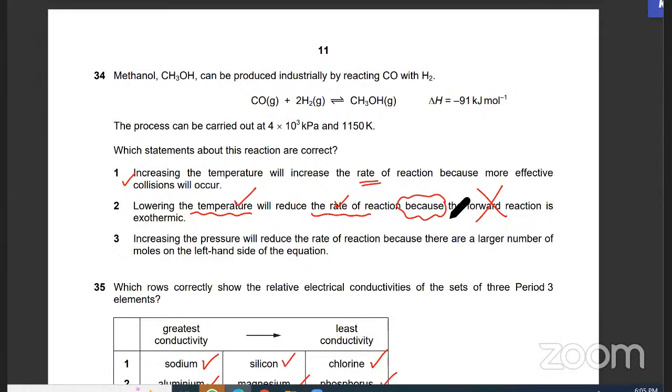Yes, sir. And again, he's not talking about equilibrium. He's talking about the rate of reaction. So rate has nothing to do with it. It's only that the collisions will happen less frequently. As for the next one, increasing the pressure will reduce the rate of reaction.